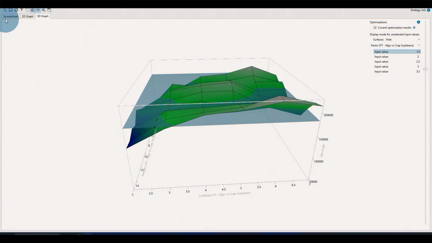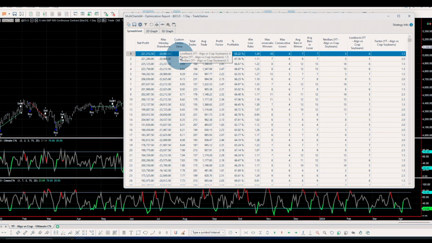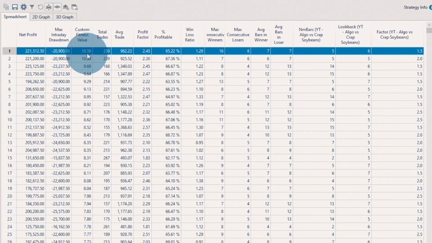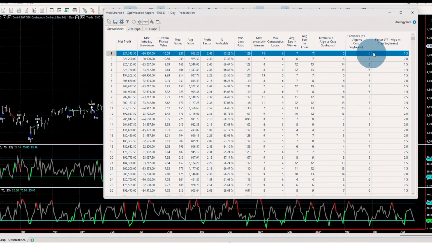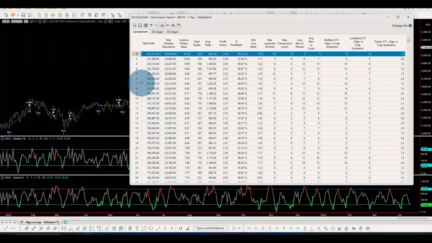Everything is stable. So if I sort by return to drawdown, look at this, 10.6 return to drawdown. That's huge. And as expected, it's above 4 for the number of bars and above 3 for the look back, so that's 6, and 1.5 is the factor. So we know everything here is stable. It doesn't matter what we pick. But let me pick this one and let's see how it looks.